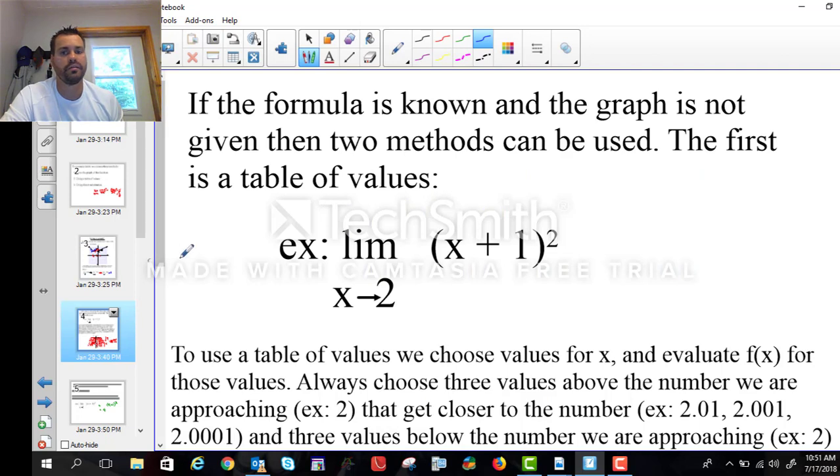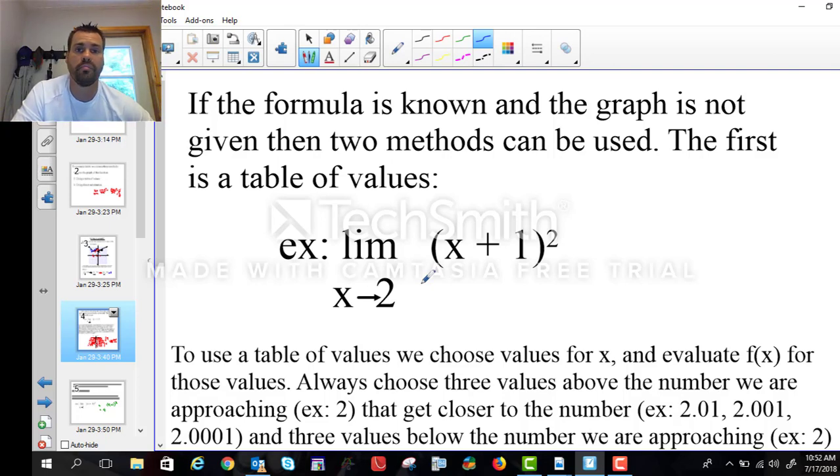Okay? The second method is by using a table of values. And so what we do with a table of values is we take this number, this x approaches 2, and we say, okay, I want to take some x values that are getting closer to 2. So we're going to take, for example, 1.9, 1.99, 1.999, and we want to get close to 2, like really close to 2. That's why we're going to 3 decimal places. So we're going to do that less than 2. So we're going to go 1.9, 1.99, 1.999.